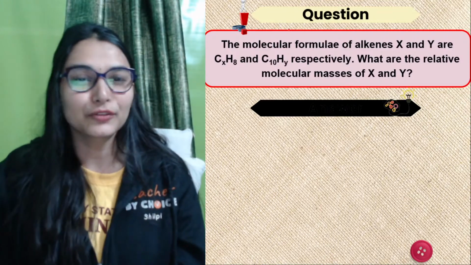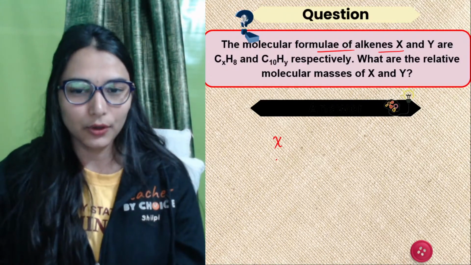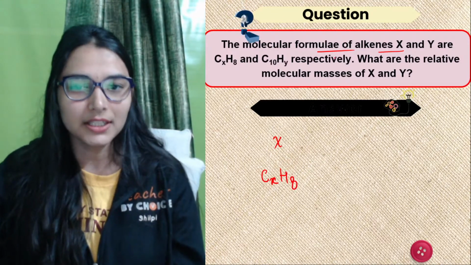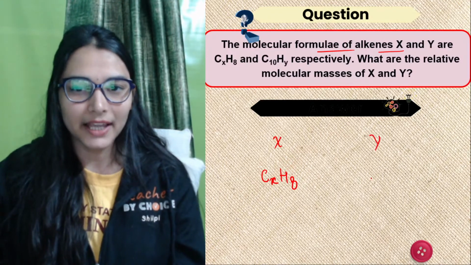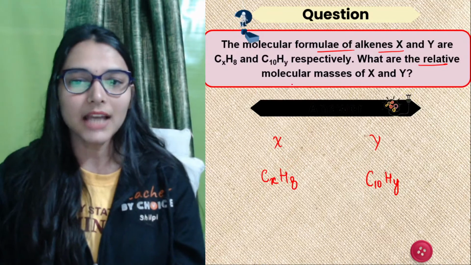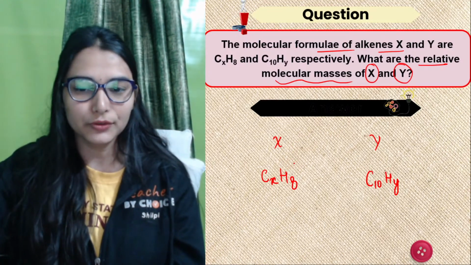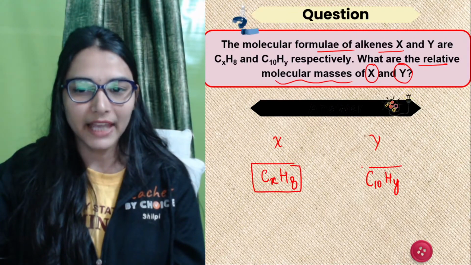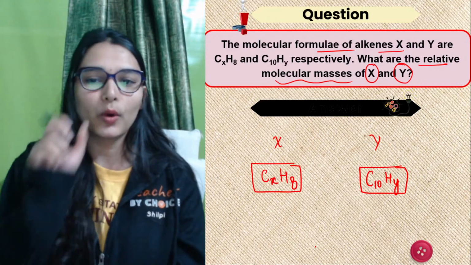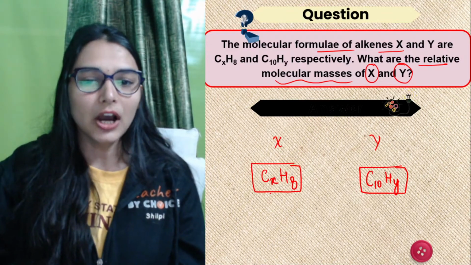Okay. Chalo, the first question. The molecular formula of alkenes X and Y is given. Okay, there's an alkene X and the molecular formula is C6H8. Okay, and an alkene Y with the molecular formula C10HY respectively. What are the relative molecular masses of alkene X and Y? So we have to tell the molecular mass of the alkene. Now I can only calculate the molecular mass provided I know what is X and Y, small x and small y first of all. So now how will you solve it?